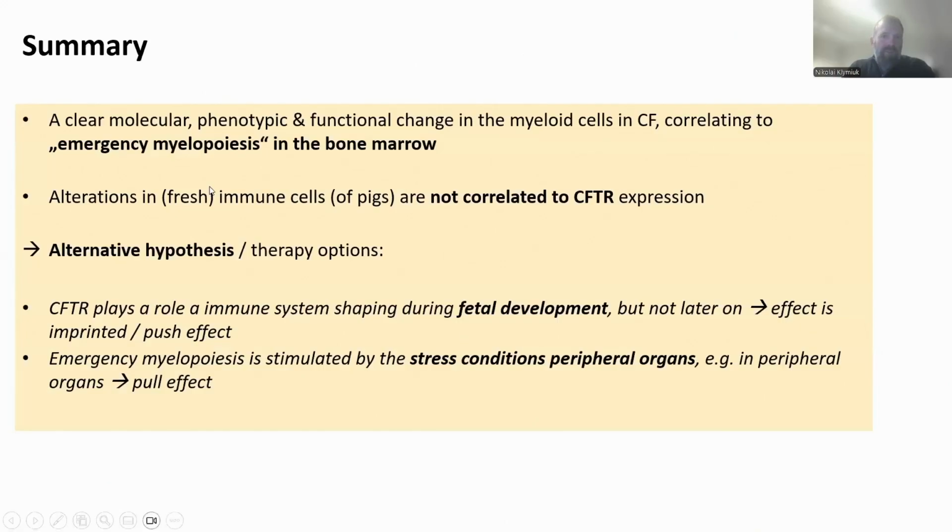So to come to a conclusion, we have a clear molecular phenotypic and functional change in the myeloid cell population in CF, which we correlate to an emergency myelopoiesis in the bone marrow. We see that the alterations in these fresh immune cells in the pig are not correlated to CFTR expression. So we formulated alternative hypotheses, two quite distinct ones. So first, CFTR may play a role in the shaping of the immune system during fetal development, but not later on. And so an imprinting effect, a push effect that constitutes in the bone marrow. Or we may face emergency myelopoiesis due to stress conditions in peripheral organs like the lung, which would constitute a pull effect. And with this, I will come to an end.